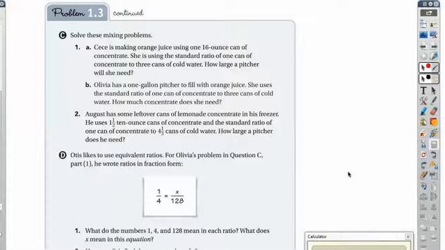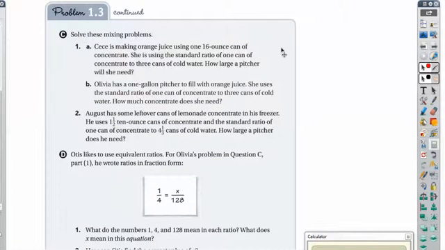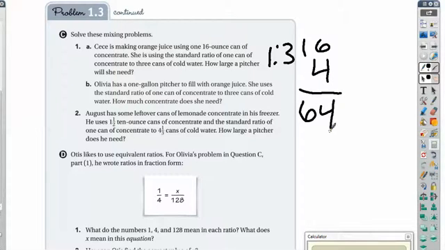Well, if 16 is 1, then you have to do 1 to 3. It's the ratio. And so that would be 4 total. If each one is 16, you do 16 times 4, and that's 64. Which means that you would want to use a half-gallon pitcher because that holds 64 ounces.